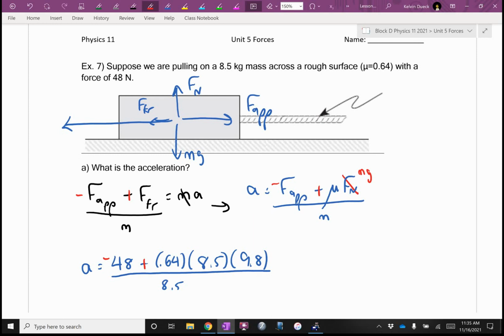Is that all right? What do you get? 0.6. Can you give it to me to 3 sig figs? 0.625? Is that rounded off properly? Yeah. Units? It's an acceleration. Yes. Direction? Yes, slowing down. Is that right? Good.